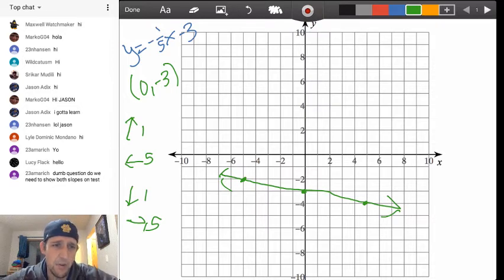Alex asked a fair question. Do we need to show, he said, both slopes? I'm assuming you meant kind of both directions. No, not at all. Especially for ones in point slope form or slope intercept form, you don't even need 3 points. You can just draw 2 points and you can be all done. Okay.